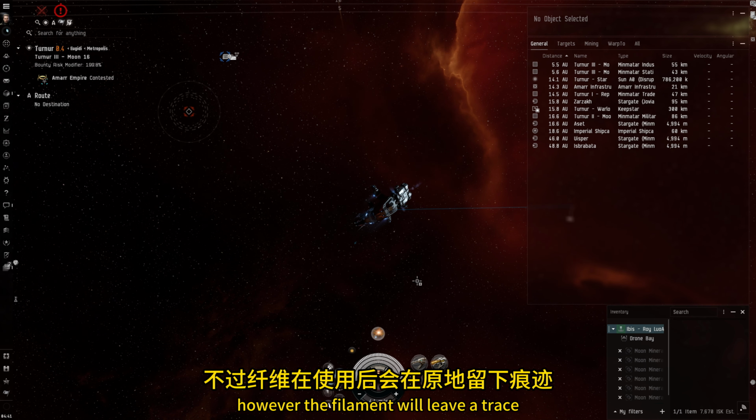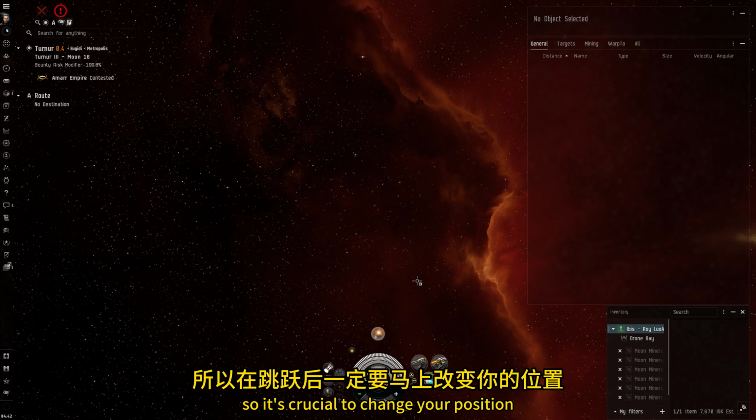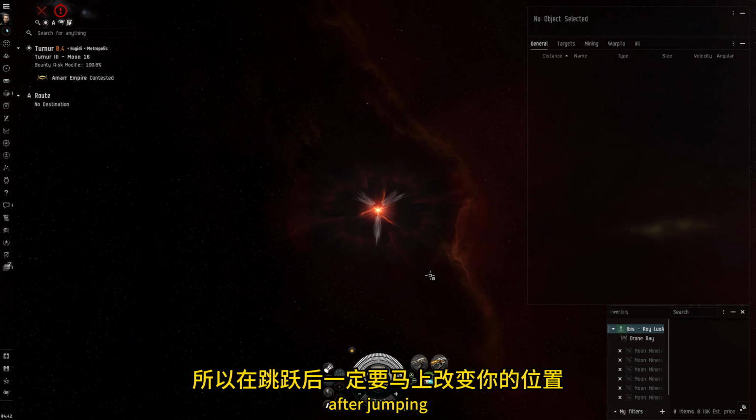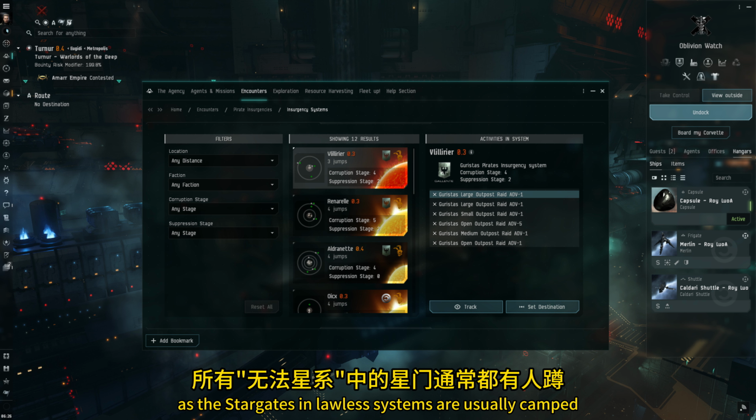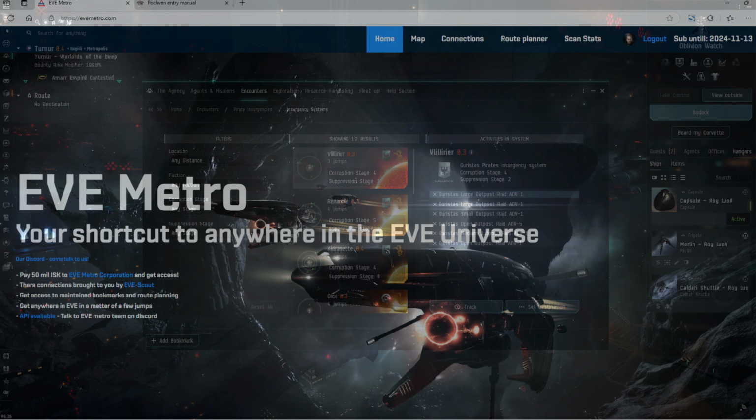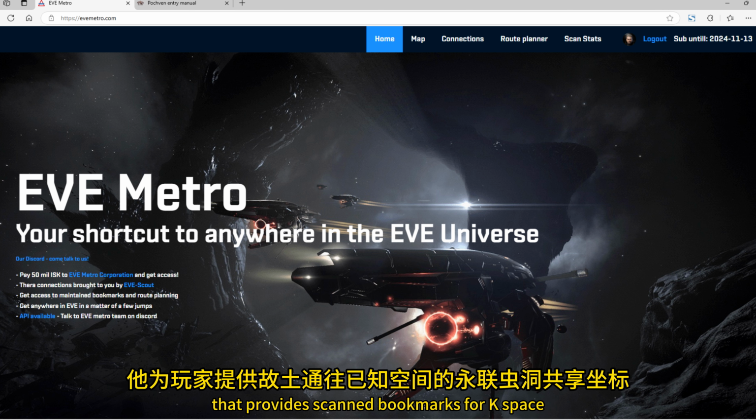However, the filament will leave a trace at your previous position, so it's crucial to change your position as soon as possible after jumping. Also, don't forget to check the pirate insurgency level in K-space, as the stargates in lawless systems are usually camped. EVE Metro Corporation is an in-game corporation that provides scanned bookmarks for K-space wormholes in Pochven.